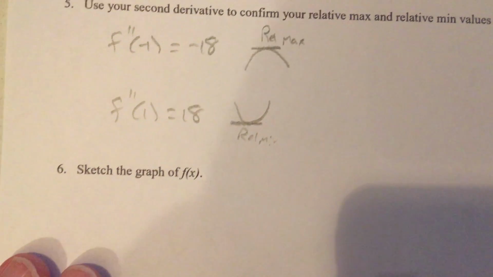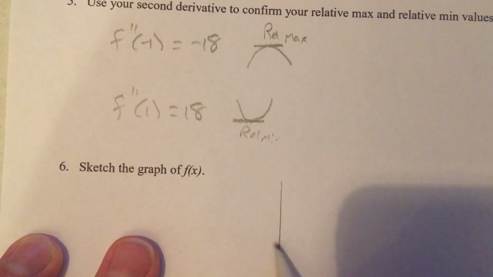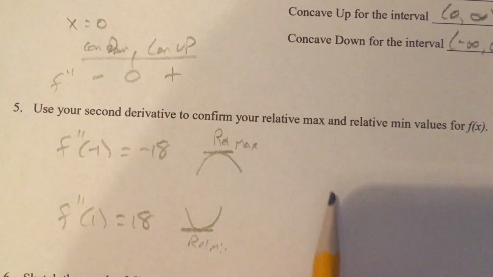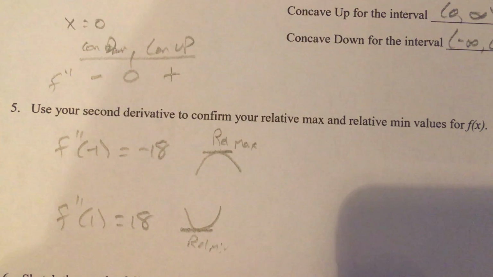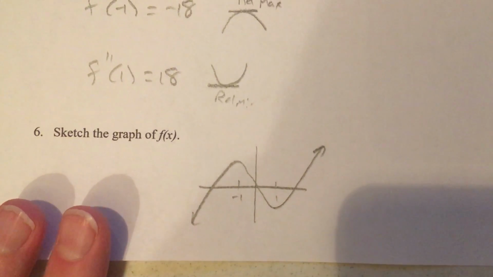Now we're supposed to sketch the graph of this. So we have a graph that is increasing from negative infinity to negative 1, decreasing from negative 1 to 1, and then increasing again. So something like this, coming up, turning again, and then going up like that. So something like that would look like that.